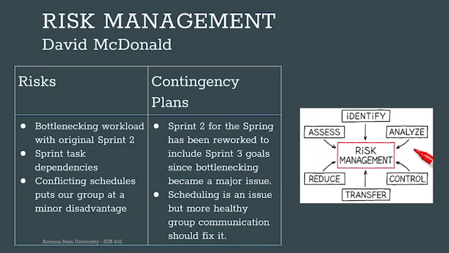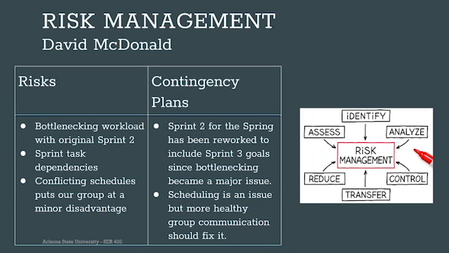We have found that bottlenecking and sprint task dependencies have proven to be an issue as we have moved through the semester. The original plan for this semester was to split the remaining user stories into 3 clearly defined sprints. At first, we believed this would help an even distribution of the workload and make our project better.